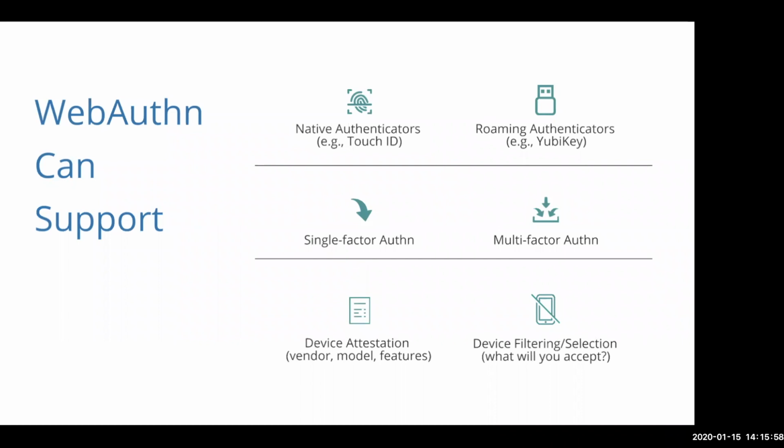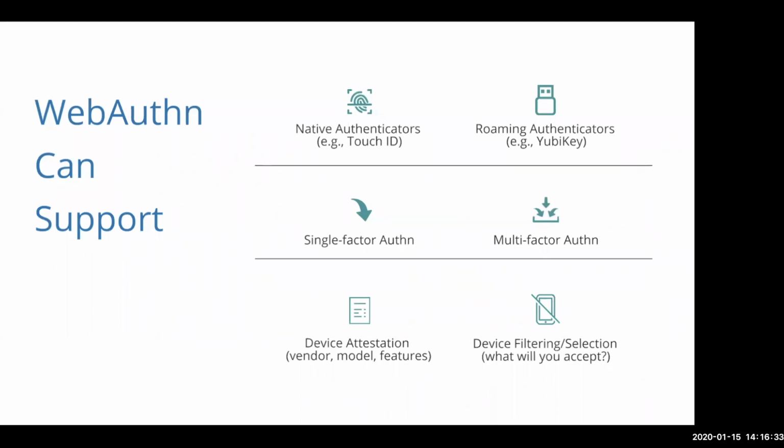So now we'll talk about some of the things that WebAuthn can support. First of all, it can support native authenticators. These are also known as platform authenticators or internal authenticators. These are authenticators that actually live on your system. So if you have a MacBook Pro, for example, the Touch ID on there is a platform authenticator. If you have an Android device, then the fingerprint scanner on there or the facial recognition, those will also be platform authenticators.